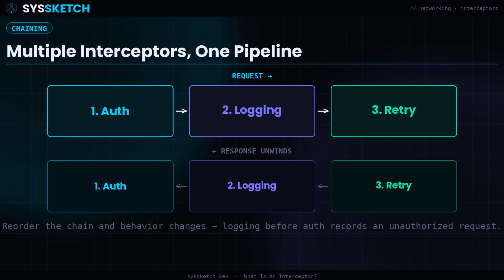This chaining is what makes interceptors composable. You can add a new cross-cutting concern like rate limit handling by inserting one more interceptor into the chain without touching the ones already there or any of the application code that triggers requests.